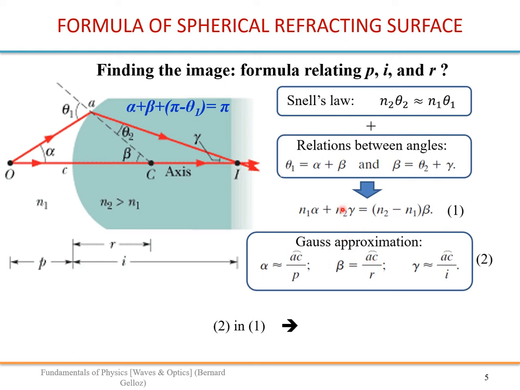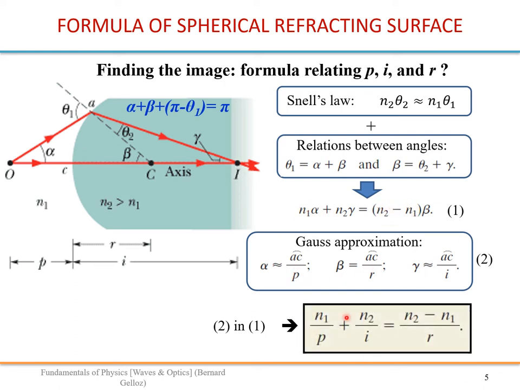Now we can rewrite this equation by replacing each of these values in it. From a mathematical point of view, we have 4 unknowns because we don't know AC, and we have 4 equations. So we should be able to solve now. We replace alpha by this, beta by this, and gamma by this. The AC will disappear and we will get a relation between p, r, i, n1 and n2. And this is what we get. This is the equation for spherical refracting surfaces. If you know p, you know r of course, you know n1 and n2, you can find out i.